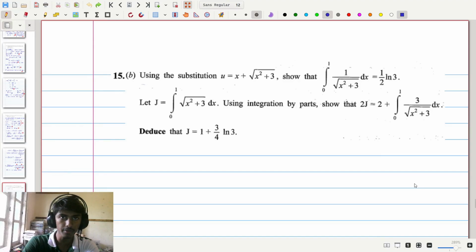2024 A-Level Combined Mathematics Paper 1 Part B, question number 15, Part B. Part A of this same question was discussed in a previous video, link in the top right, and Part C of this same question will be discussed in a future video, link in the top right.